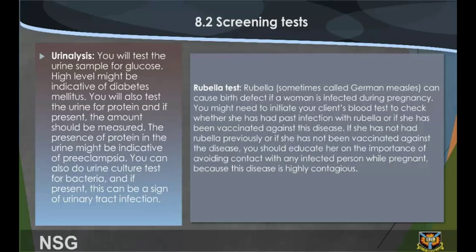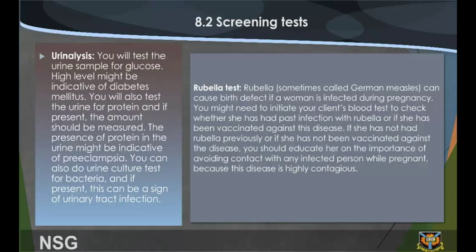Rubella test. Rubella, sometimes called German measles, can cause birth defects if a woman is infected during pregnancy. You might need to initiate your client's blood test to check whether she has had past infection with rubella or if she has been vaccinated against this disease.